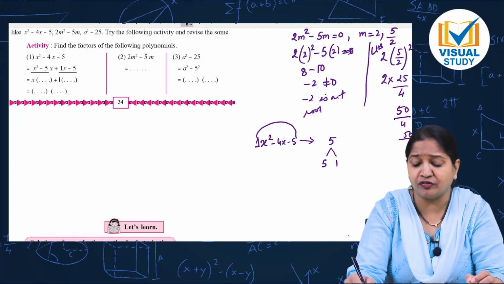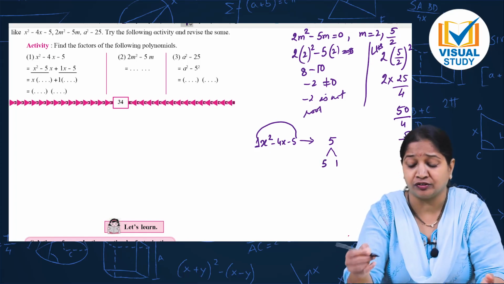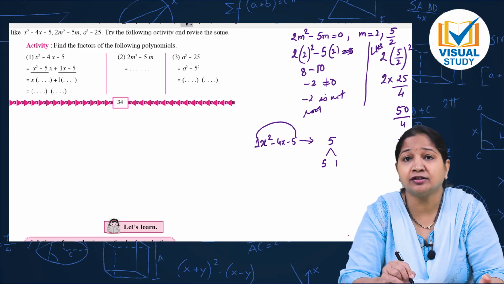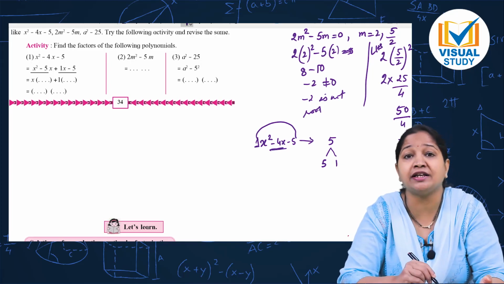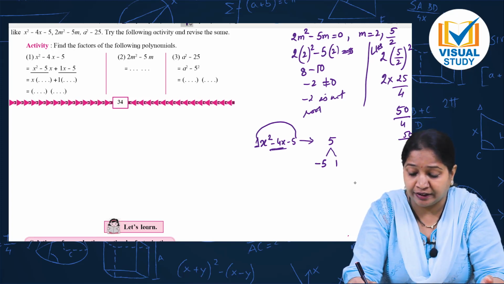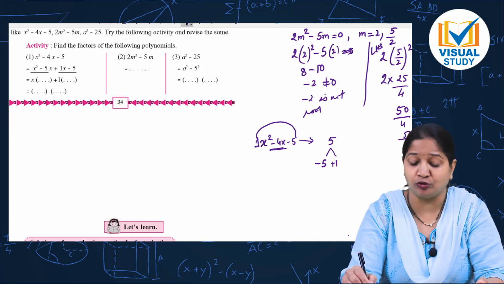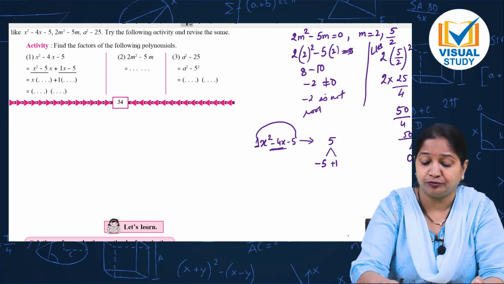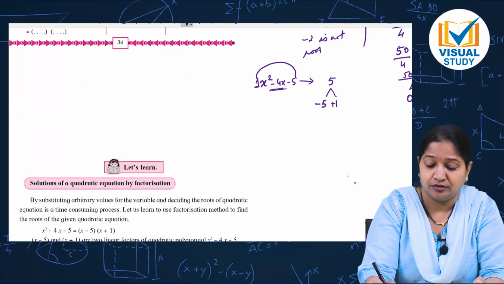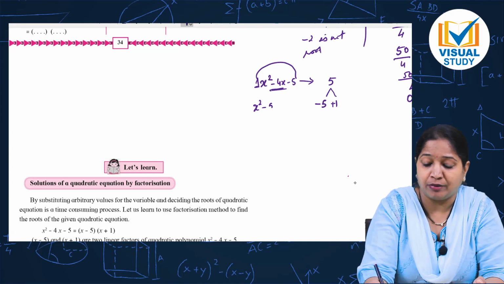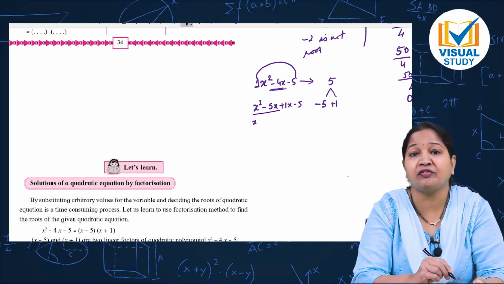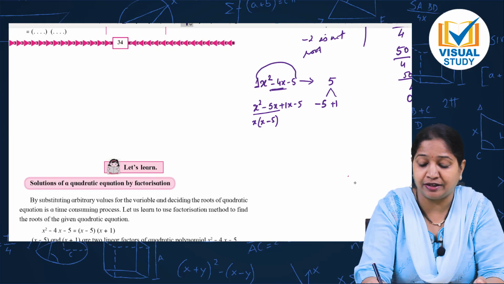Now the factors of 5 are only 1 and 5. Now 5 minus 1 you get 4. But we want minus 4 here. So what we do? For the greater number, put the sign minus, and here plus. So minus 5 plus 1 you get minus 4, and you have to factorize: x square minus 5x plus 1x minus 5. And what you get? Now you have to take a common factor from this: x minus 5 plus, now here the common factor is only 1.